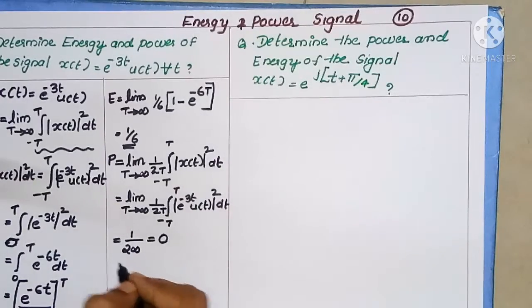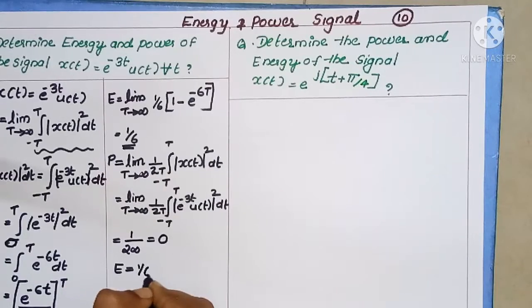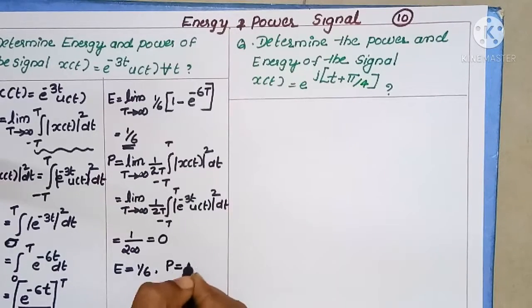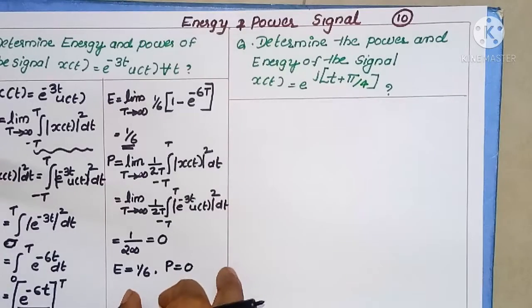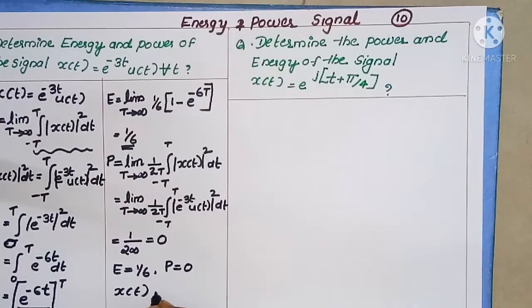So here we get E is equal to 1 by 6 and P is equal to 0. From these values we can say this is an energy signal, because E is finite and power becomes 0. So x of t is an energy signal.